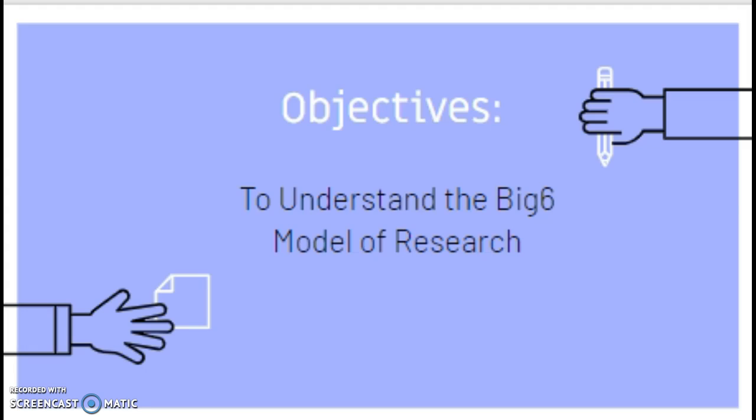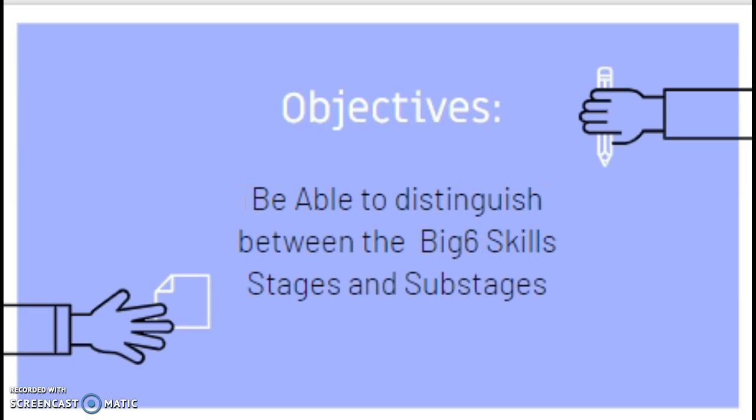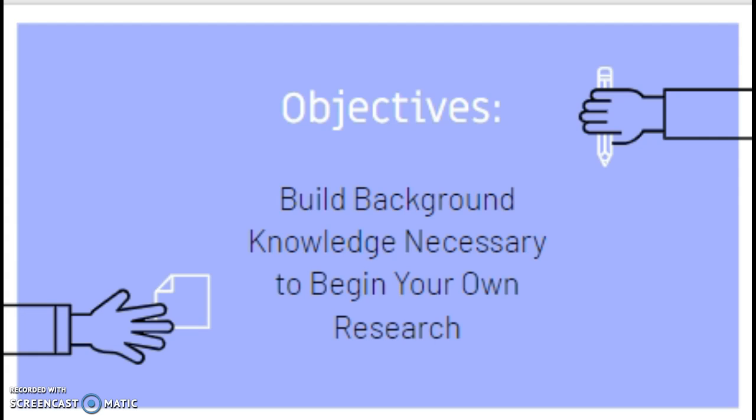Today's objectives include gaining an understanding of the Big Six model of research, being able to know the differences between the Big Six stages and substages. There are 2 substages for each stage. And building enough knowledge of the Big Six model that you feel comfortable enough to begin your own research using this model.